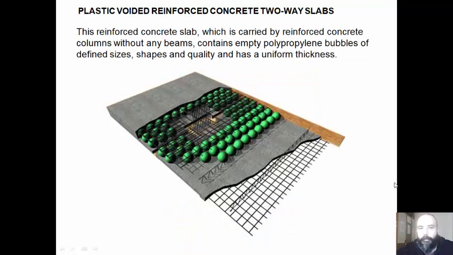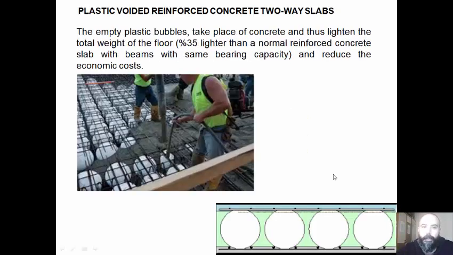We can have plastic voided reinforced concrete two-way slabs. This reinforced concrete slab, which is carried by reinforced concrete columns without any beams, contains empty polypropylene bubbles of defined sizes, shapes and quality and has a uniform thickness. The empty plastic bubbles take the place of concrete and thus lighten the total weight of the floor.